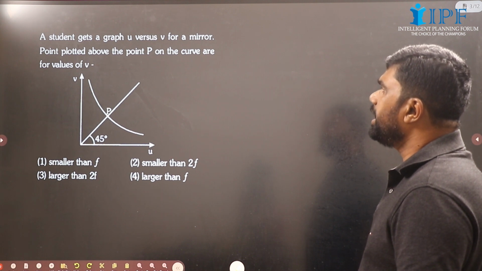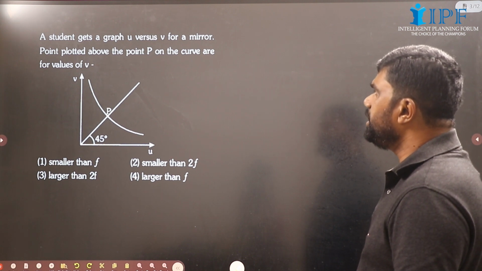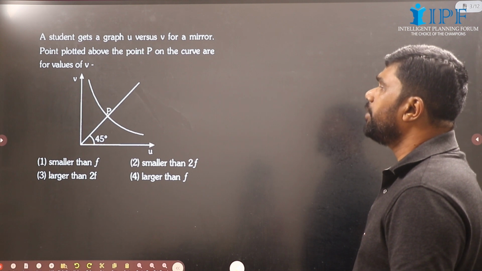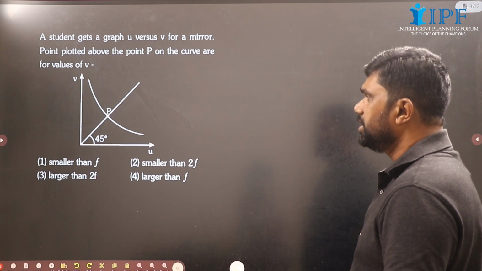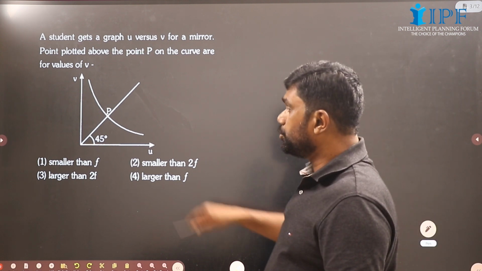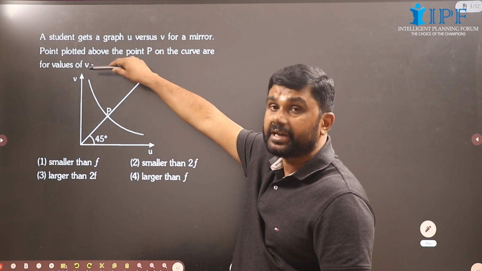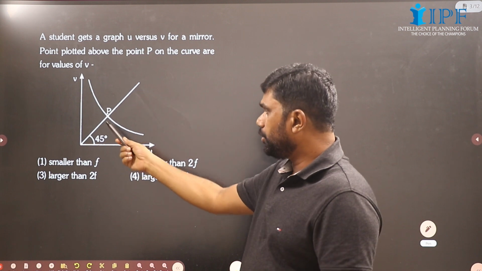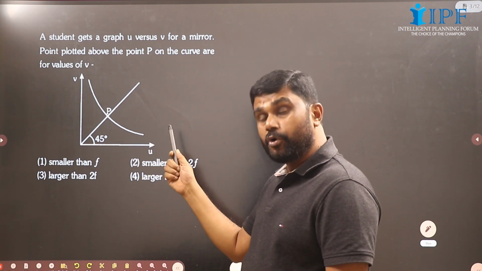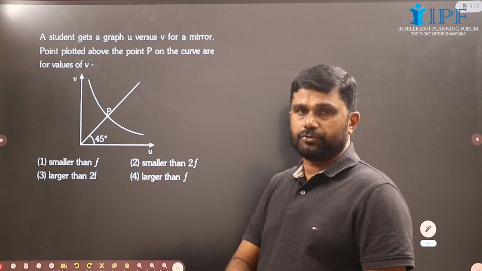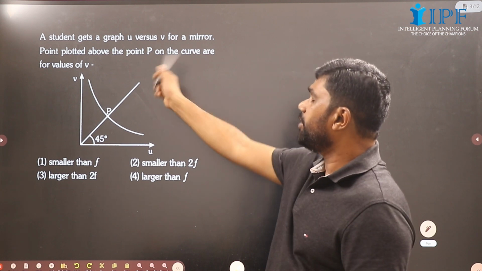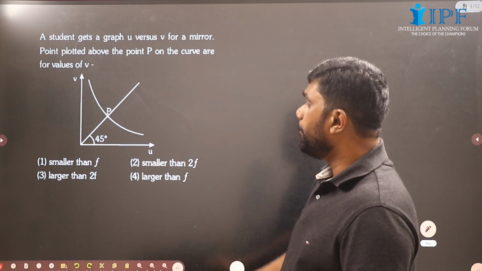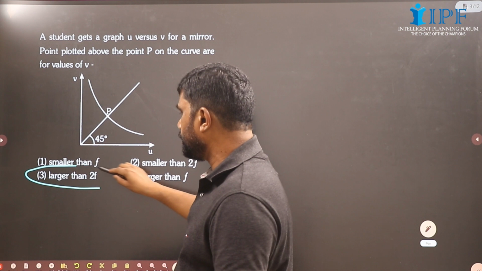Now a student gets a graph U versus V for a mirror. Points plotted above the point P on the curve are values of V. See, V greater than 2F. See here, V will be greater than 2F, and U will be less than 2F. And on this side, U will be more than 2F and V will be less than 2F. Okay, so here values of V will be larger than 2F.